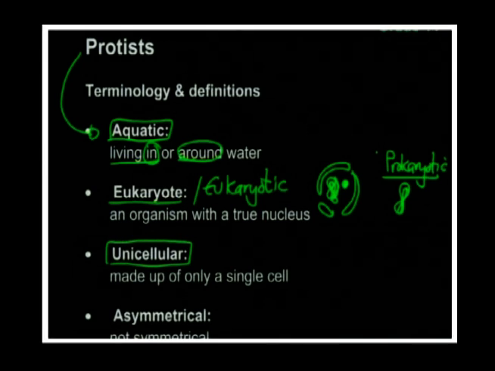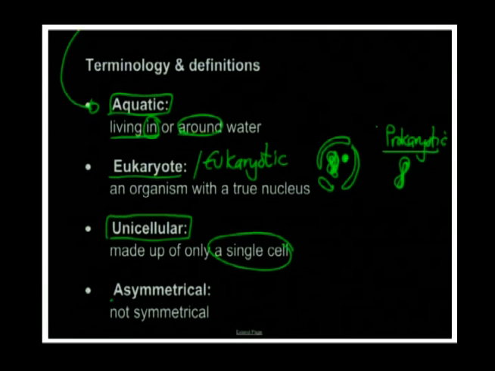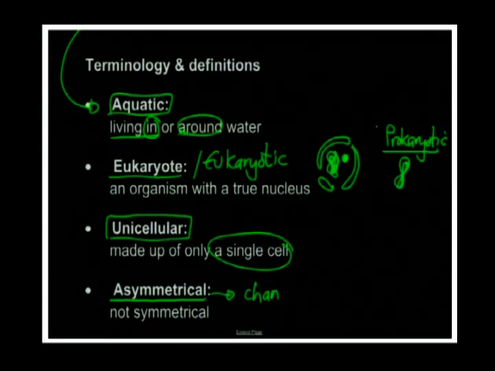Unicellular means only made of one cell. Asymmetrical is a characteristic shown by amoeba, and remember that asymmetrical describes it because it constantly changes its shape.